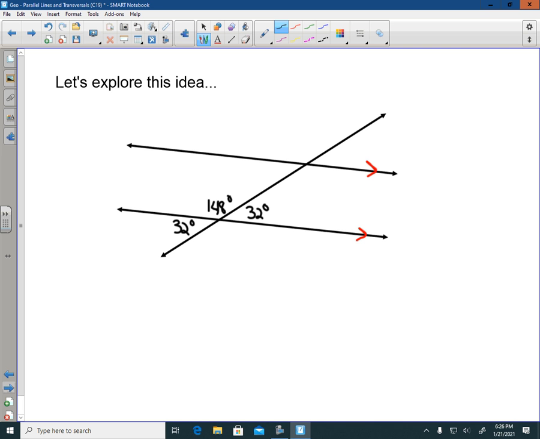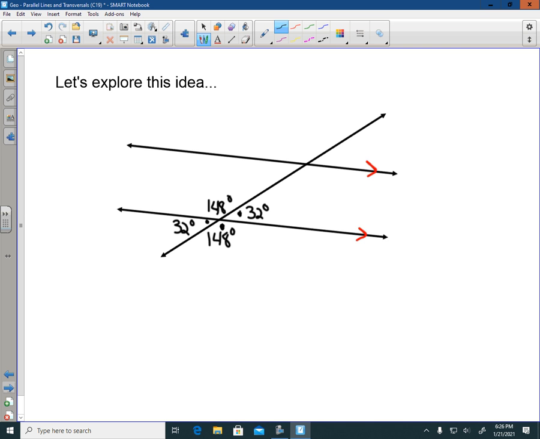Now, what do I know about this one here? Well, I could figure out a bunch of different ways that it's 148 degrees, right? Because it's a vertical angle with the other one that's marked 148 degrees, and all vertical angles are congruent, but also it's a linear pair with this angle that's marked 32. It's also a linear pair with this one marked 32. So there's a lot of different ways of figuring that out.